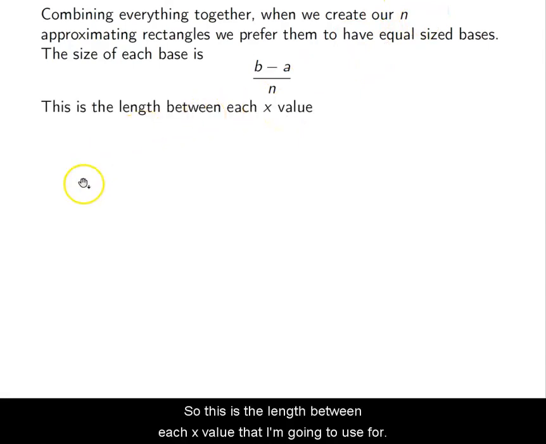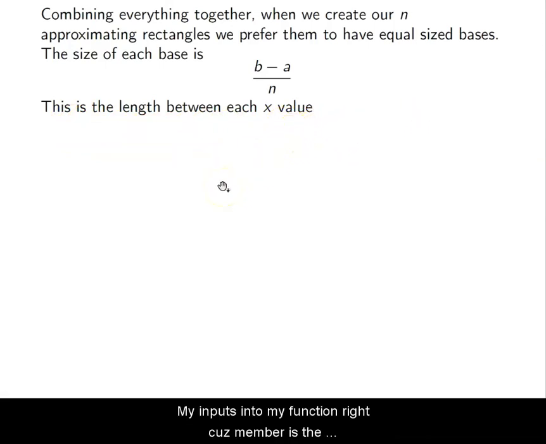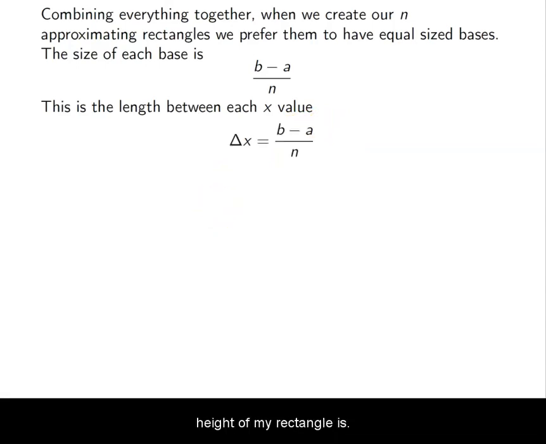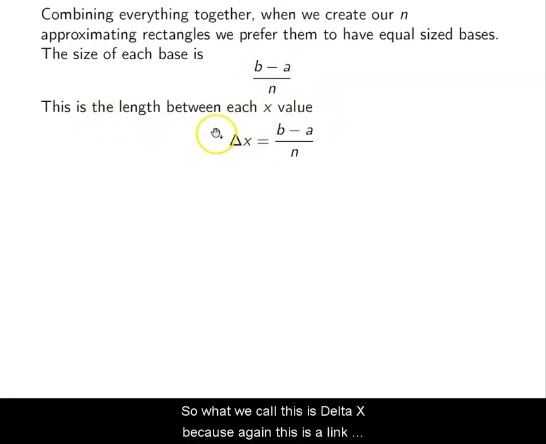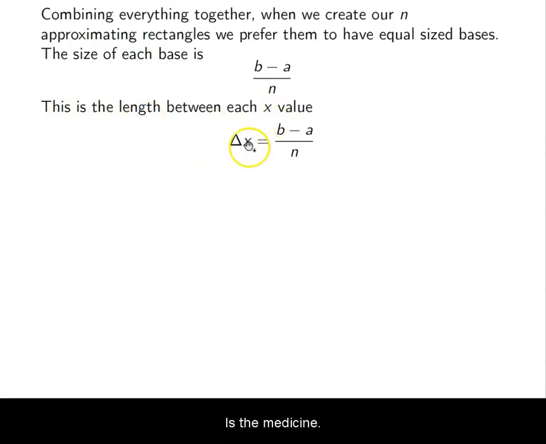want. So this is the length between each x value that I'm going to use for my inputs into my function. Remember, the height of my rectangle is my function evaluated either on the right side or on the left side of this length, to get the height of the rectangle. So what we call this is delta x, because this is a length from one x value to the next. So delta x, my change in x from one to the next, is b minus a over n.